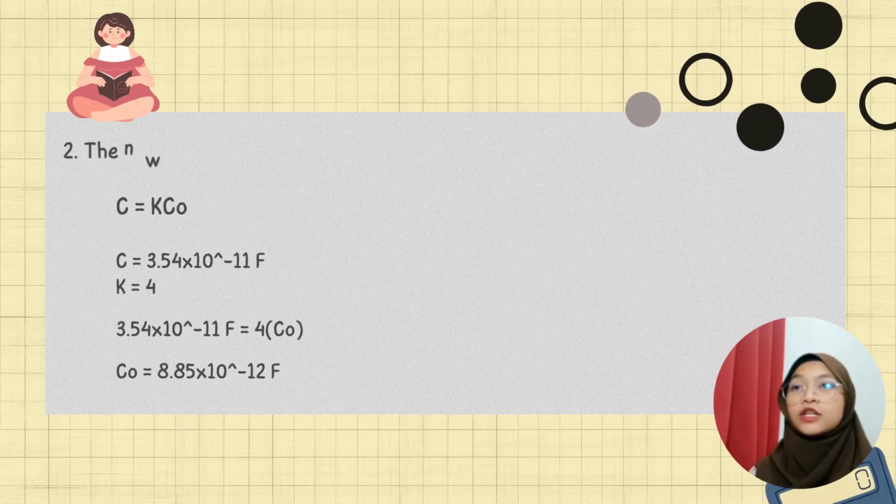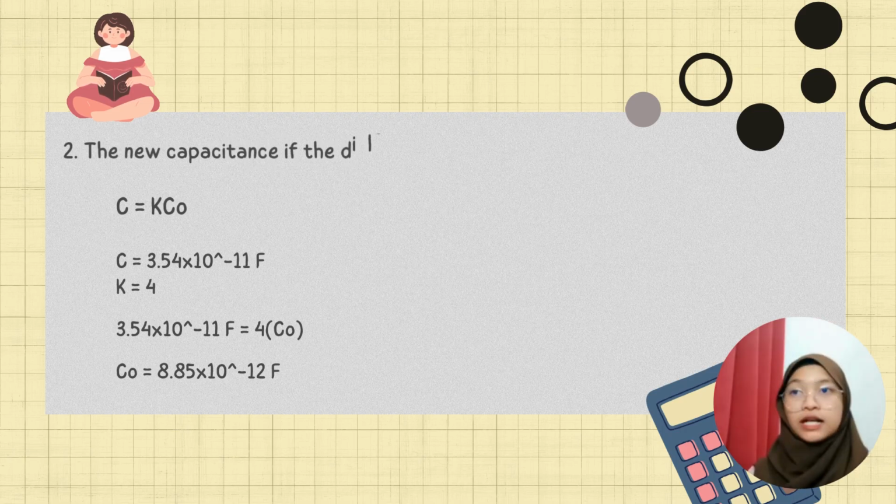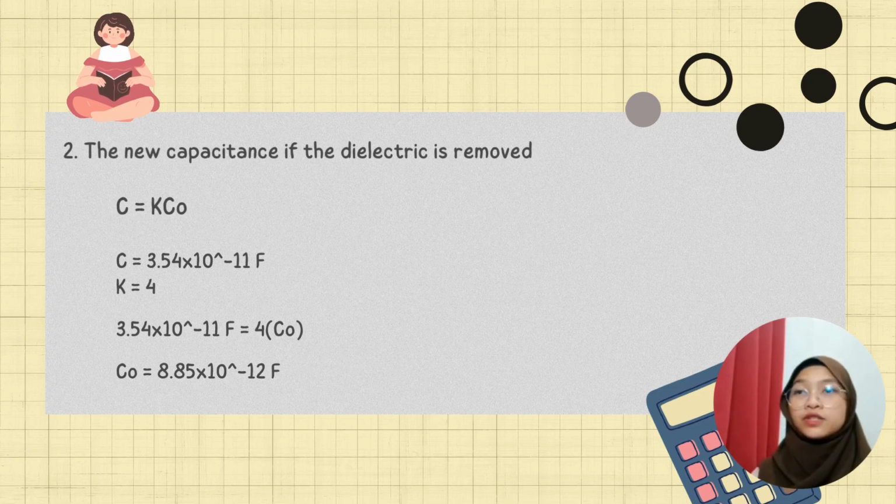Second question, the new capacitance if the dielectric is removed. The formula is also given just now, which is C equals K C naught. We can take the capacitance that we just calculated, which is 3.54 times 10 to the power of negative 11 farad, and K is 4. Inserting the information into the formula, we get 3.54 times 10 to the power of negative 11 farad equals 4 C naught, and our C naught is 8.85 times 10 to the power of negative 12 farad.